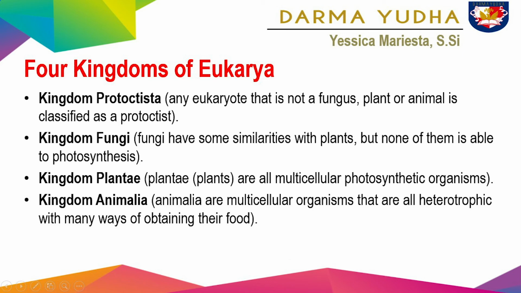The fourth one is the kingdom Animalia. Animalia are multicellular, the same as the plantae, and are all heterotrophic, meaning that they cannot do photosynthesis. So it means that to get their food, they need to obtain it, not make it.